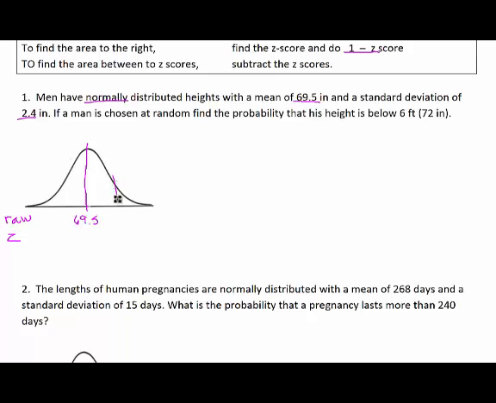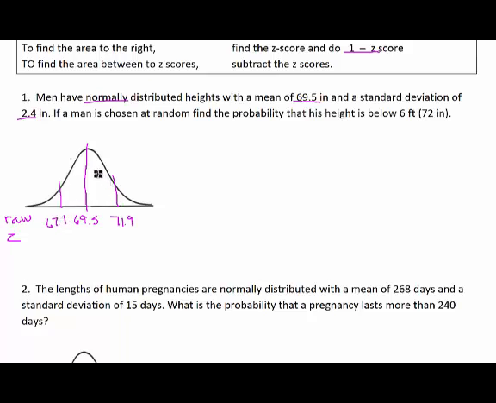I'm going to go ahead and put a couple of my first standard deviations out there, and so each standard deviation away is just going to be 69.5 plus and minus 2.4. Plus 2.4 for one side gave me 71.9, and then this side is 69.5 minus 2.4, which is 67.1.